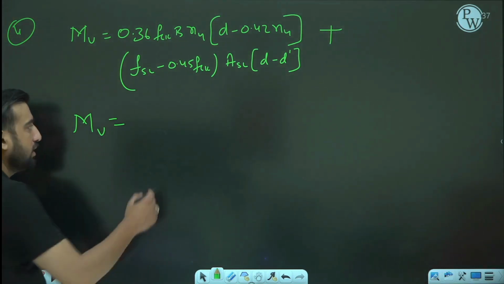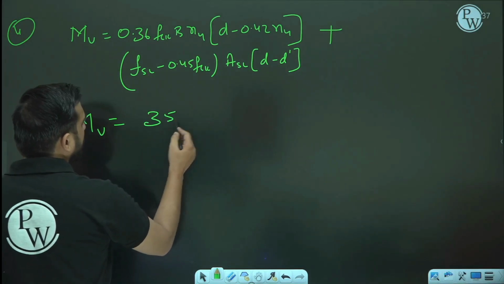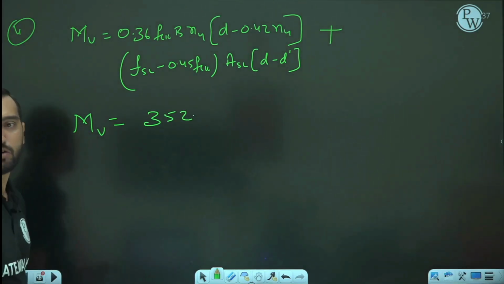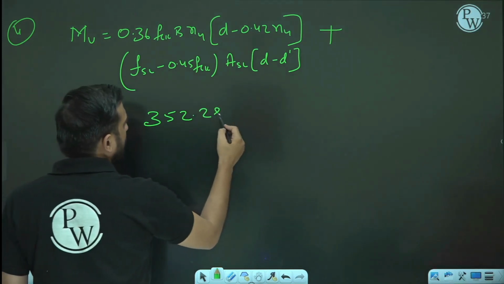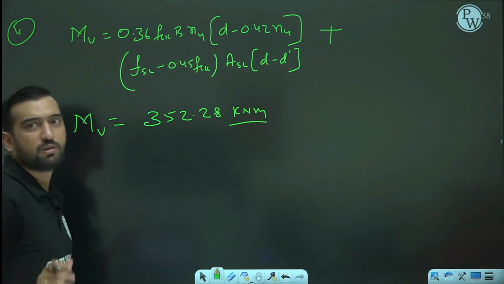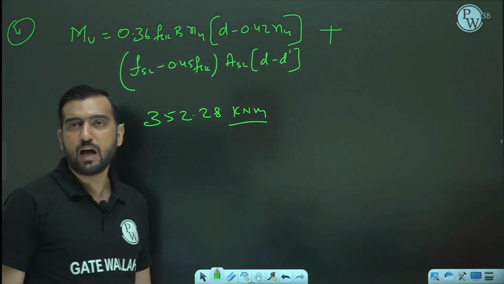So the final answer is 352 point, how much is it in kilonewton meter? It is 28. Your answer may vary even in decimals, so no need to take much tension for that. Are you getting it or not?